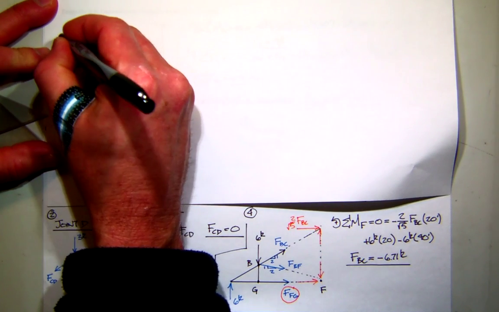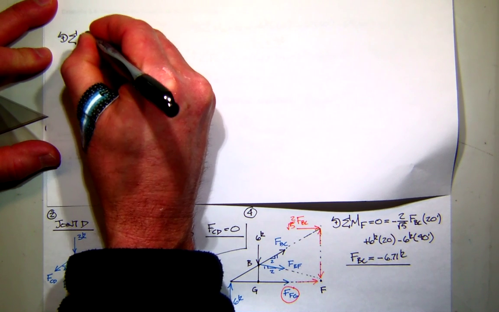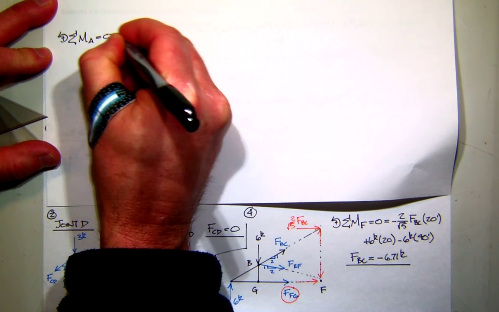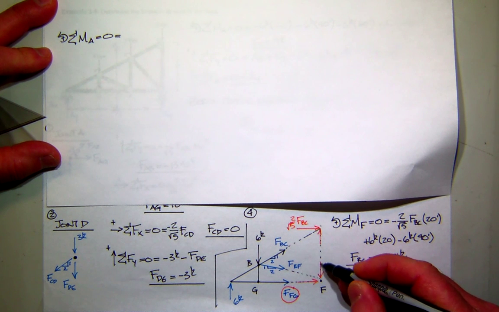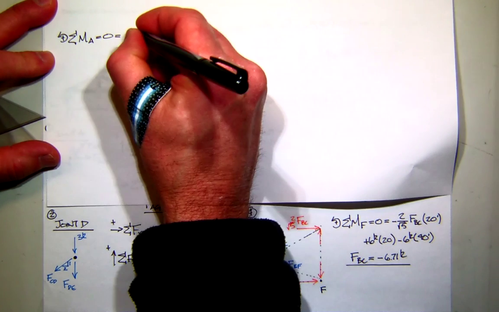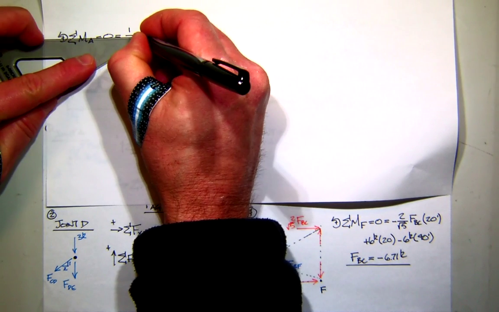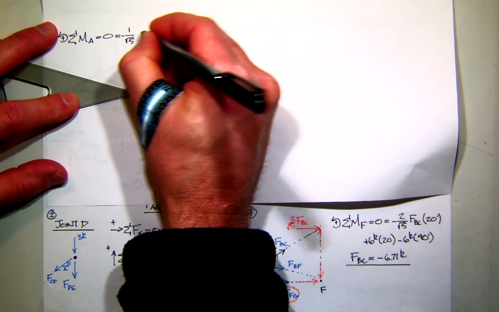So I'll start over here. So I will sum moments about A. So as we just discussed, the force in BC and the force in FG pass through that. So now I'm looking for the vertical component of BF, which is what? It's 1 over the square root of 5. And it's acting down.